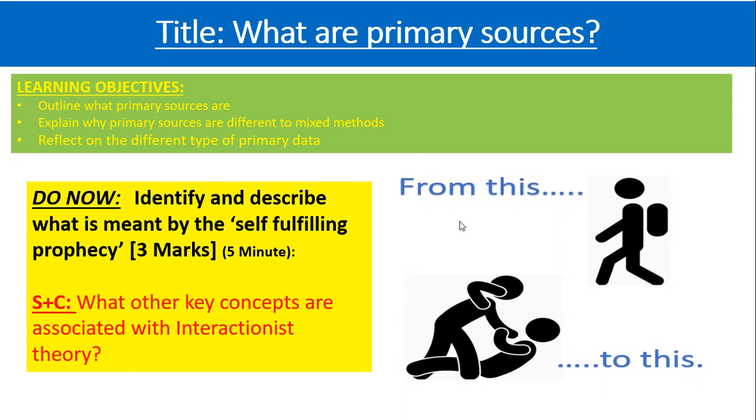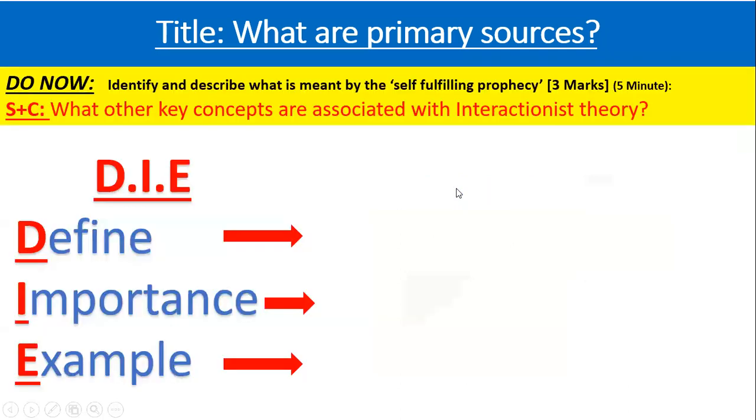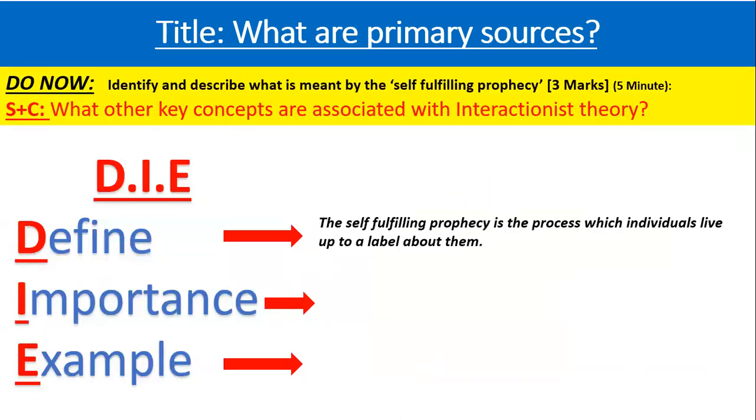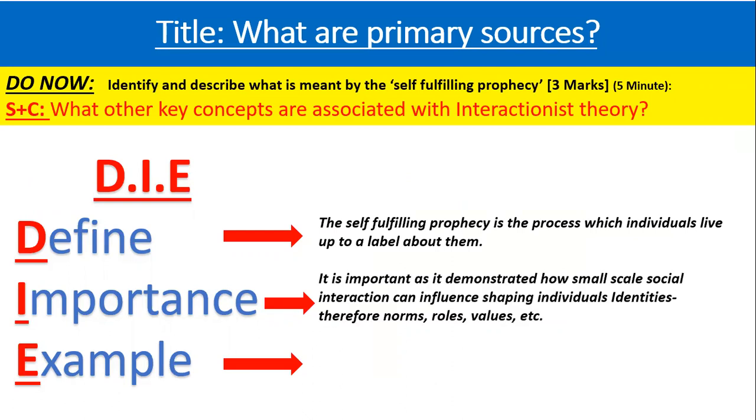Right, so in class, we would have peer marked this. I'm just going to give you an example of where you'd get your marks from. So for the definition, the self-fulfilling prophecy is the process in which individuals live up to a label about them. Okay, so that's 1 mark there. It is important as it demonstrates how small-scale social interaction can influence and shape individuals. And then I could really just say one of the following words: identity, norms, roles, values. Any of those would have been fine.